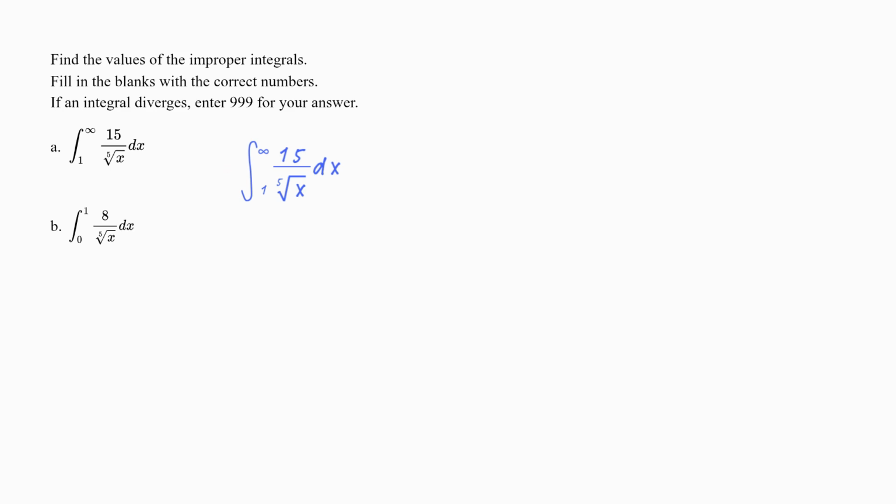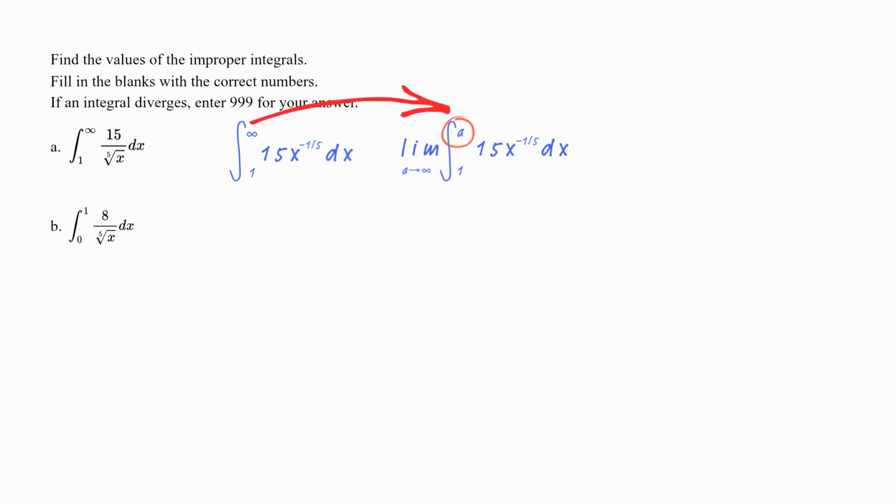Before we integrate, let's rewrite the expression so it is easier to work with. We can change the fifth root of x to x to the power of 1/5. Since it is in the denominator, it becomes x to the power of negative 1/5. Now, because one of our limits is infinity, we officially need to write this as a limit. Let's replace infinity with a variable, like a, and let a approach infinity.